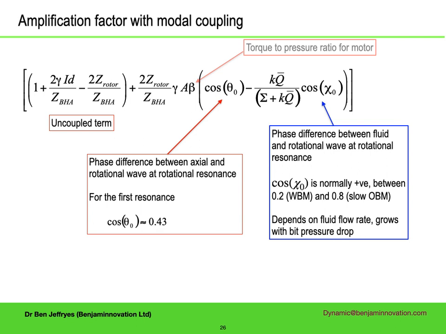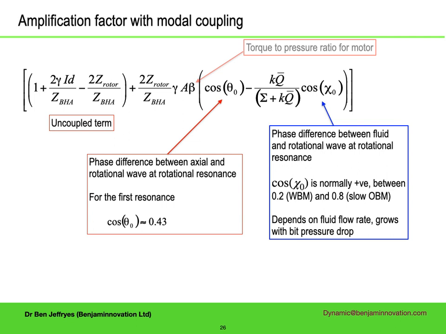The second term comes from a wave that goes in one direction as a rotational wave and the other direction as a fluid acoustic wave. Capital sigma is a fluid impedance, and kQ bar is twice the bit pressure drop divided by the mean flow rate. I've written it like this, so it is obvious that it increases as the mean flow rate increases. The phase difference here depends on the wave speed in the fluid, but again will be positive for the first mode. This whole term is negative, so it makes the system less resonant. Importantly, it depends on the bit pressure drop, and hence the fluid flow rate.